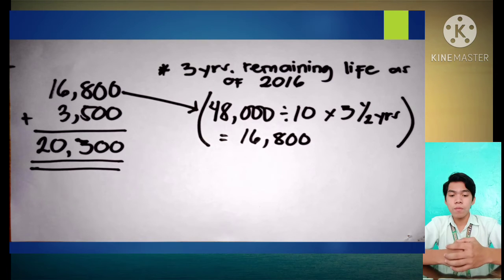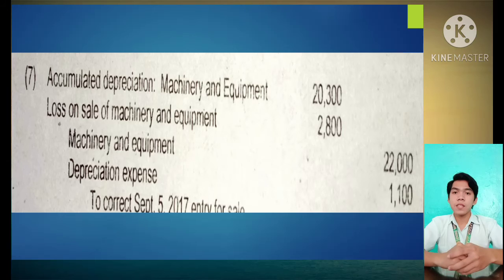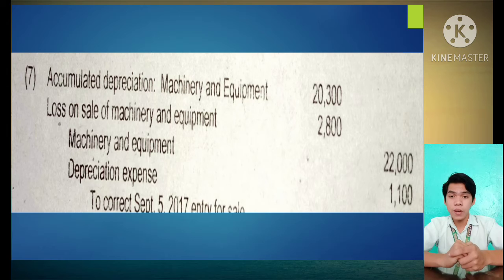This amount is from 48,000 divided by 10 years, which is 4,800, times 3.5 years, which is the remaining life as of 2016. So you would have the amount of 16,800 plus 3,500, which is the accumulated depreciation for 2017. Next is to record debit loss on sale of machinery and equipment, which is 2,000.